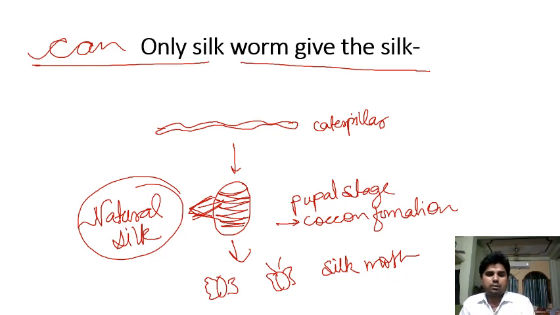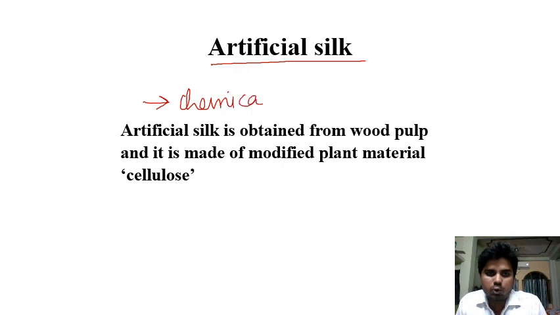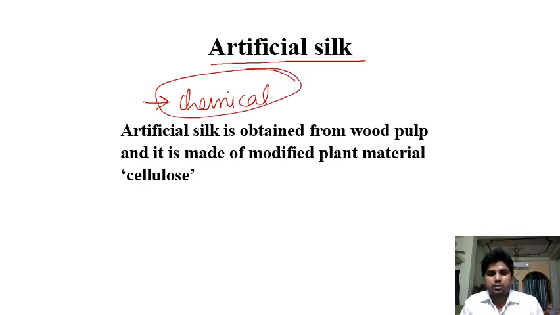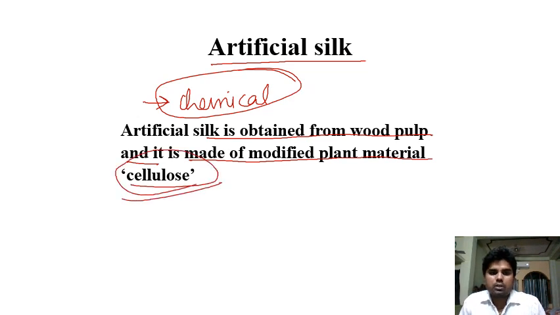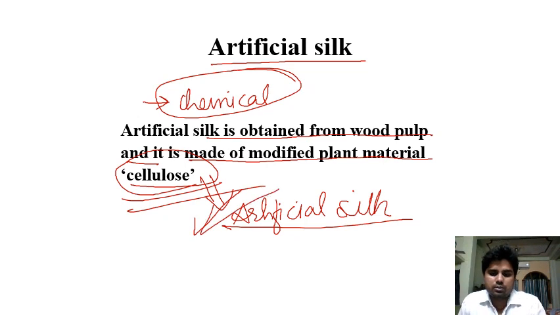But there is another type of silk also, that is known as artificial silk. Okay, so basically here different types of chemicals are used to obtain the silk from the plant. So artificial silk is obtained from wood pulp and it is made up of modified plant material, that is cellulose. So from the cellulose which is present in the plant, artificial silk can also be formed with the help of certain chemicals. So we can call this silk artificial silk. Okay.